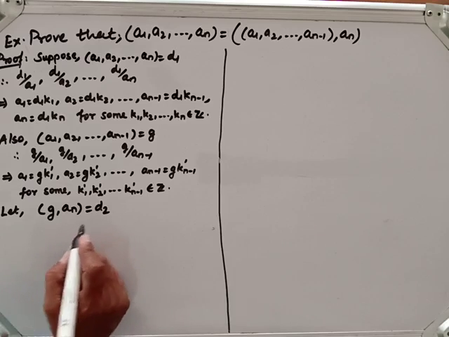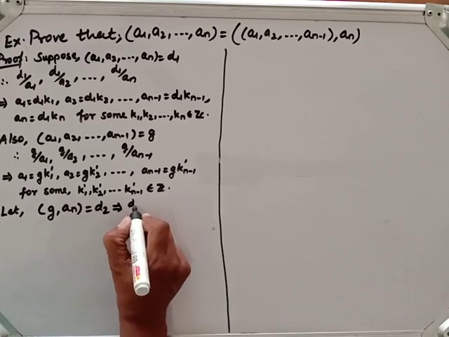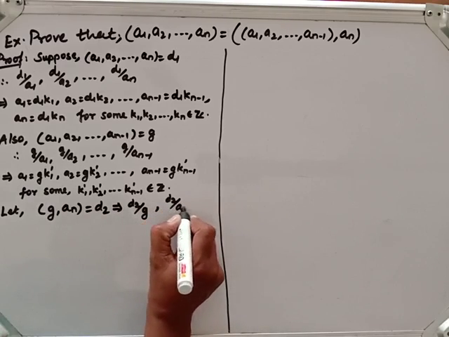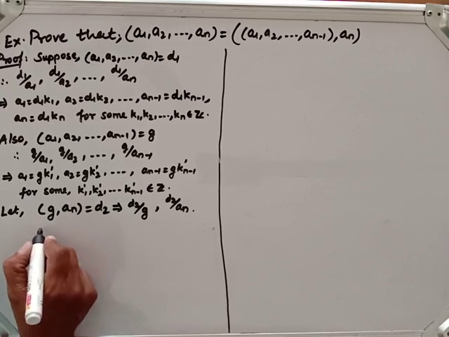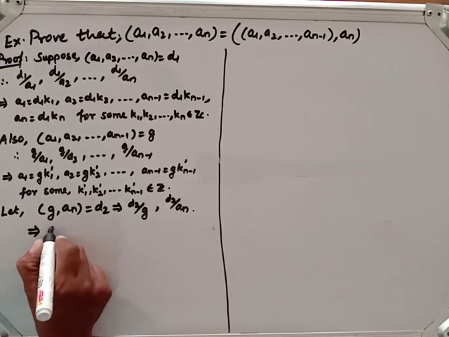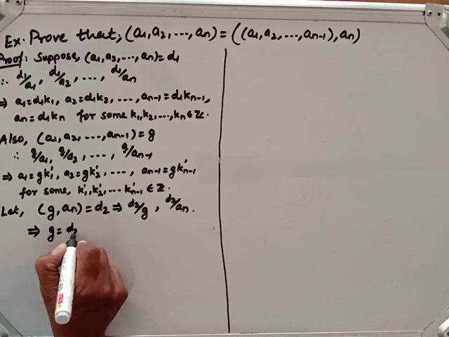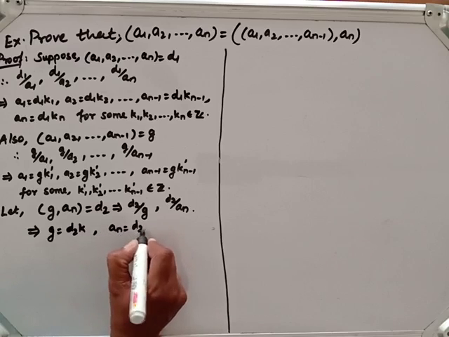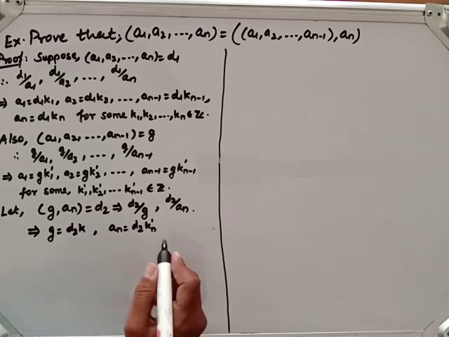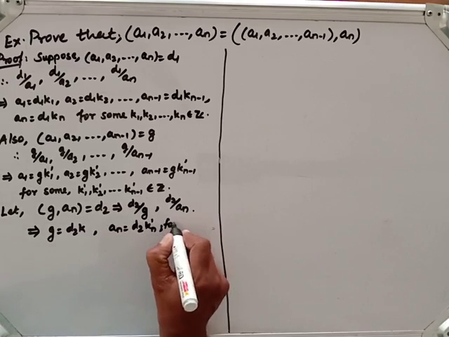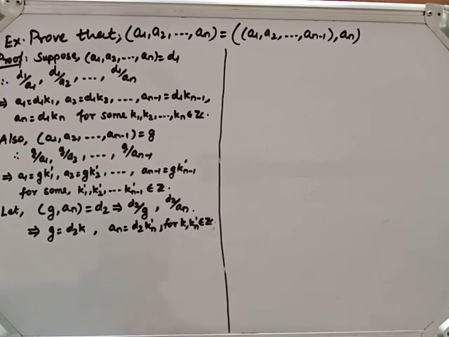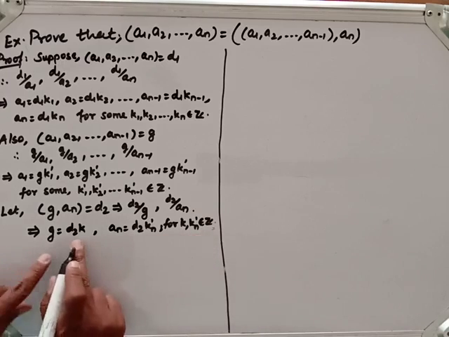Now if this is so, then by the definition of GCD, D2 divides G and D2 divides AN also. If D2 divides G and AN, this gives again by the definition of divisibility, G is equal to D2K and AN is equal to D2Kn dash, suppose, for K and Kn dash integers.